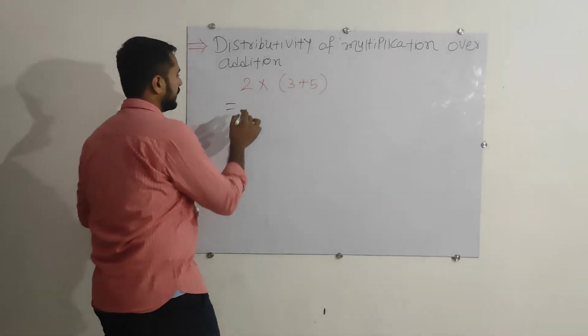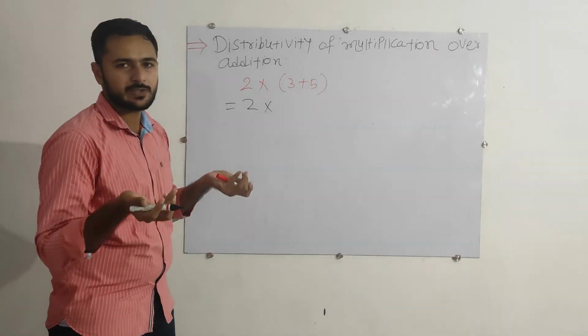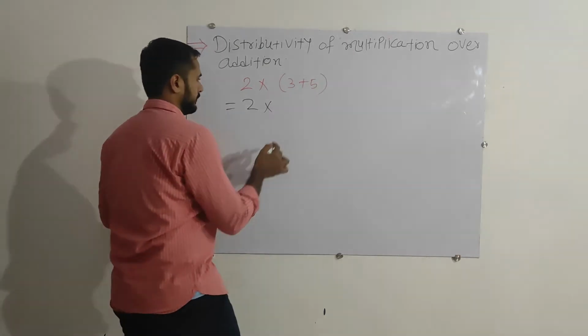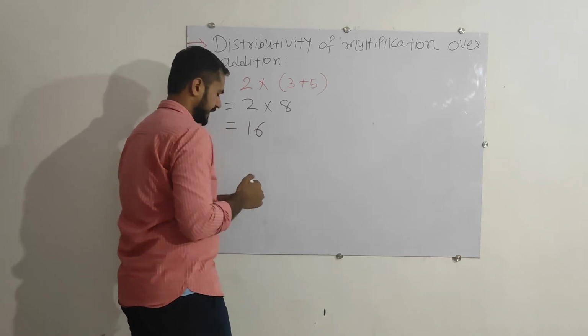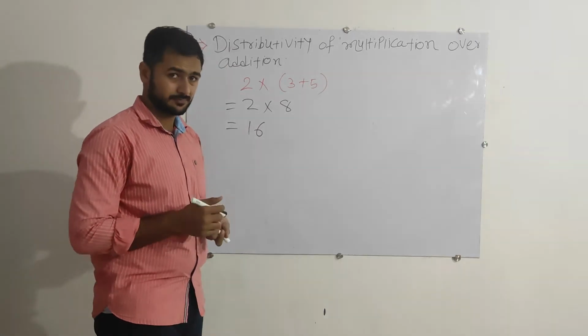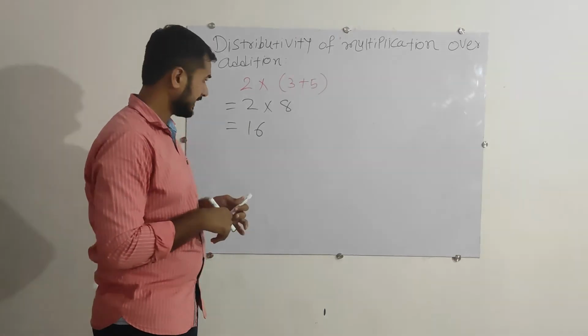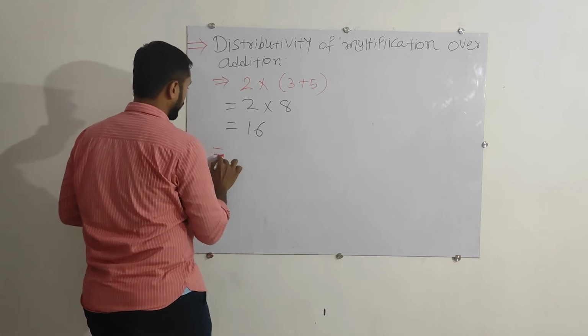Very simple. For 2 multiplied by (3 plus 5), we always solve the bracket first. 3 plus 5 is 8. Then 2 8s are 16. That's the answer. Now in the next step we will solve by this property, and we will check whether the answers for both are the same or not.